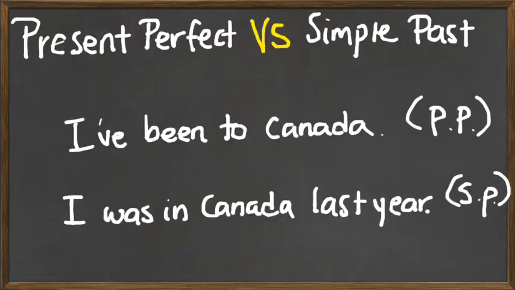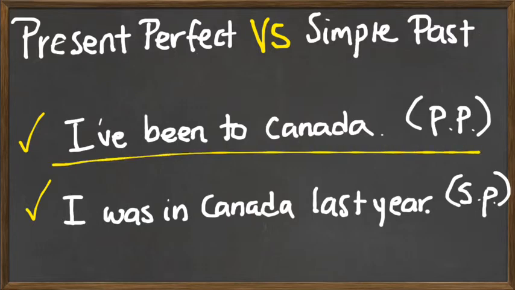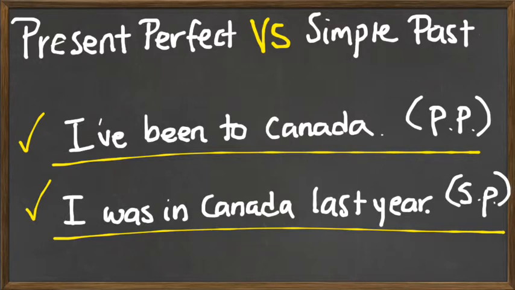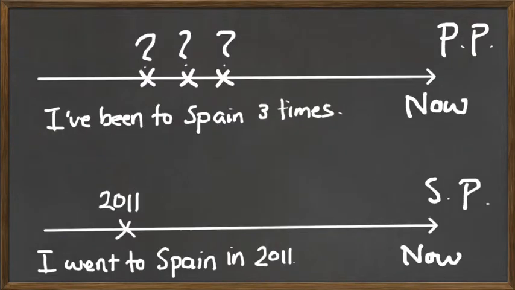Let's continue with our final item, the present perfect and the simple past. We have two examples here, which are very similar. The first one, I've been to Canada. And the second one, I was in Canada last year. In the first one, we have the present perfect, and in the second one, we're using the simple past. We're going to analyze their difference in a moment.